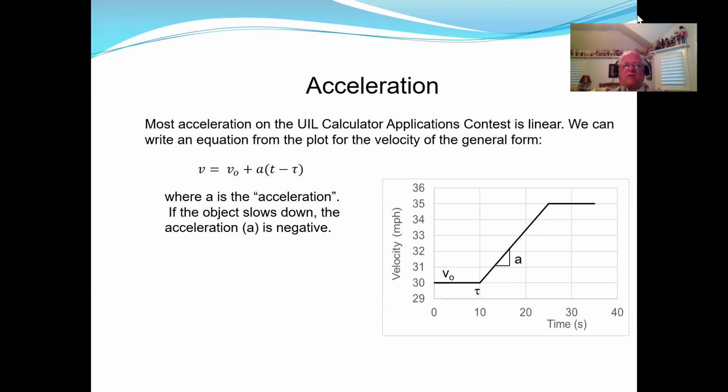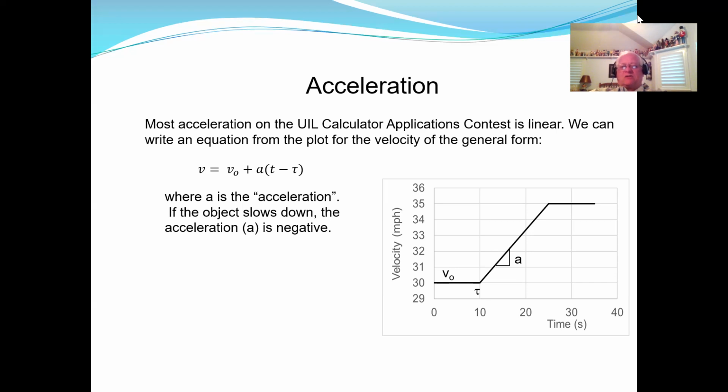So again, the acceleration is linear. We can write an equation for the velocity of this general form. This is one of the two equations for acceleration that we use. The velocity is equal to v naught plus the acceleration times t minus tau. And you can see the terms here in the plot.